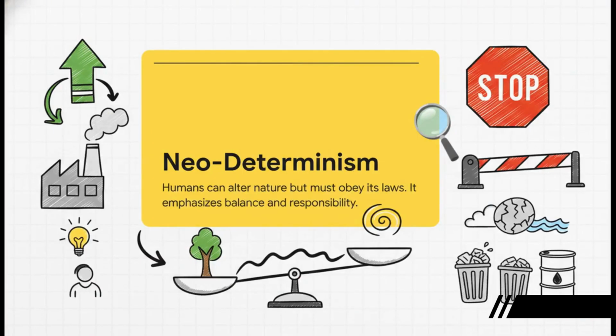This idea, which is also called stop-and-go determinism, is all about balance. It was introduced by a geographer named Griffith Taylor, and he basically said, look, humans are incredibly clever. We can change the environment, but we're not gods. If we push nature too far, we face the consequences. Think climate change, pollution, all the stuff we talk about today. We can move forward, but we have to respect the rules of the game.